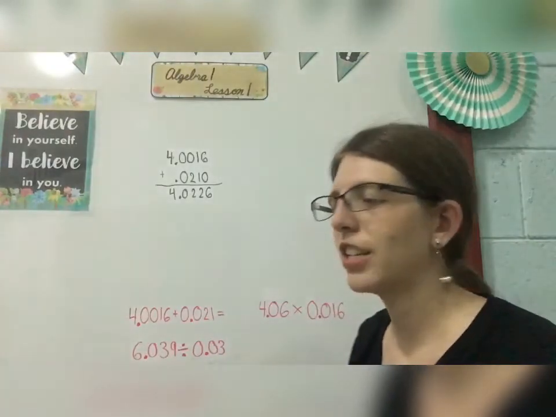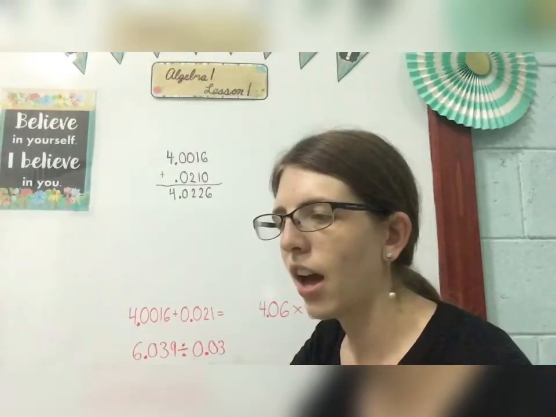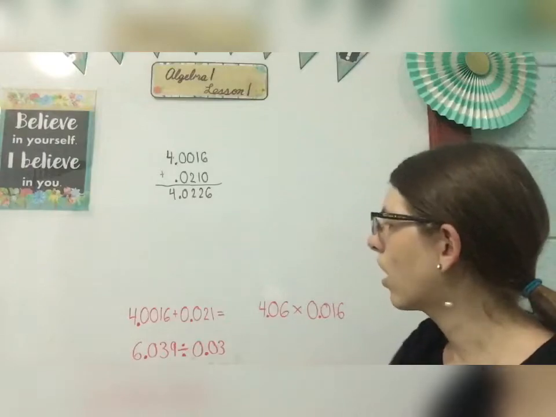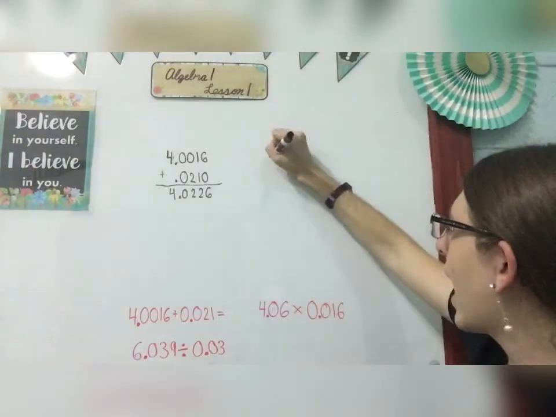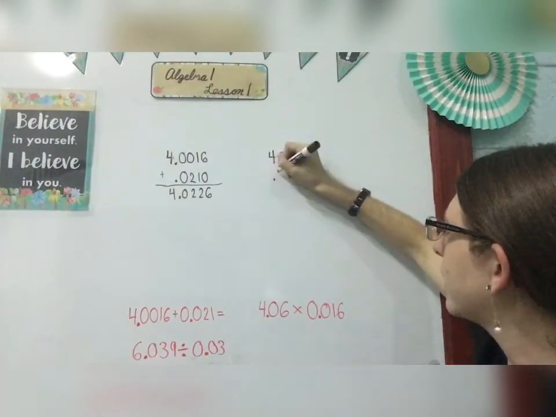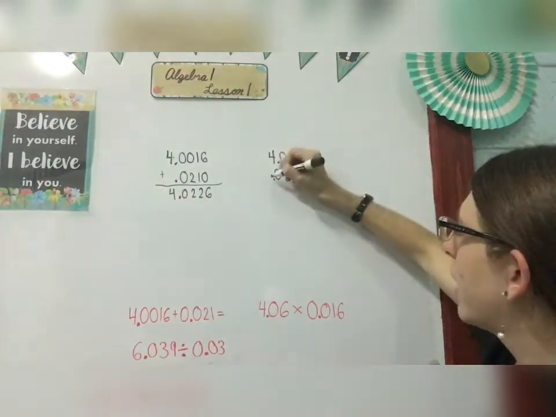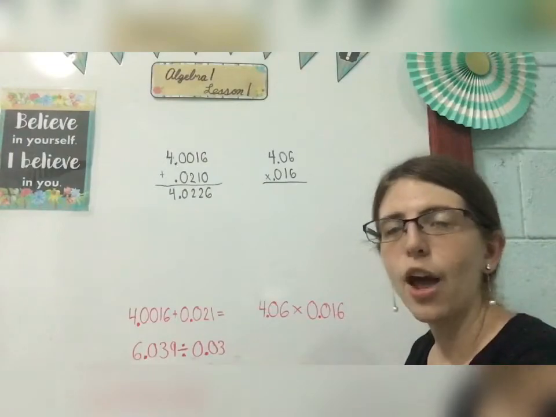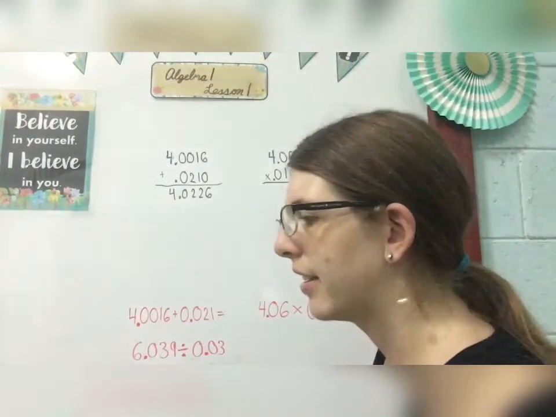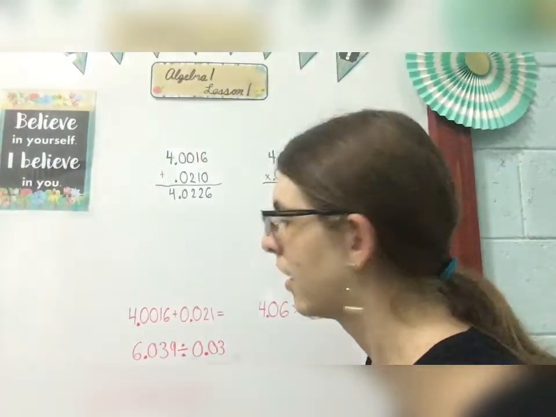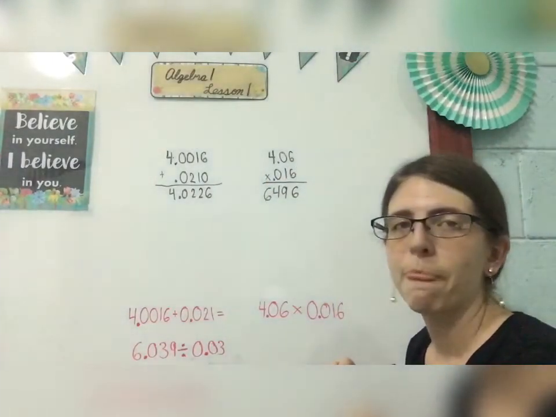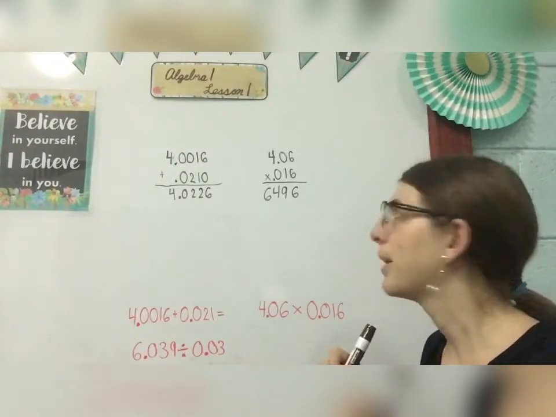Take a look at your subtraction example. If you're not sure, it's on page 24 through 25, your subtraction example, but it's done the same way as addition. For multiplication, they do not have to line up. So 4.06 times 0.016. They do not have to line up. But when you find your answer, which for time's sake I'm just going to write out, you would get 6.946 for your answer.